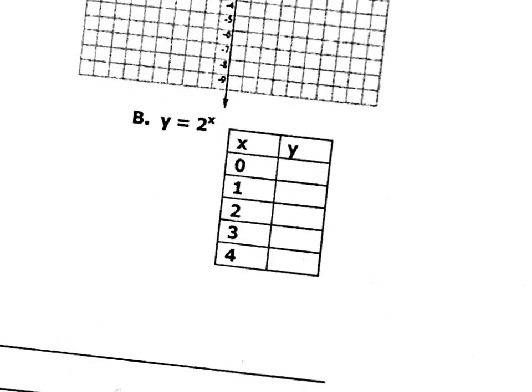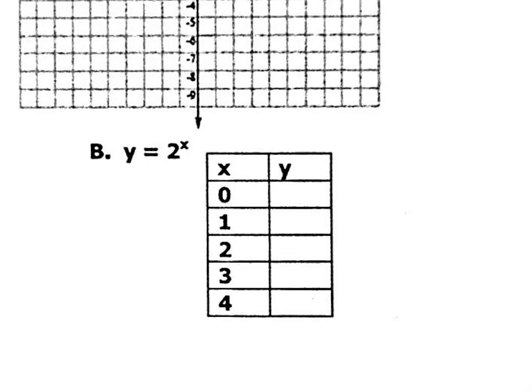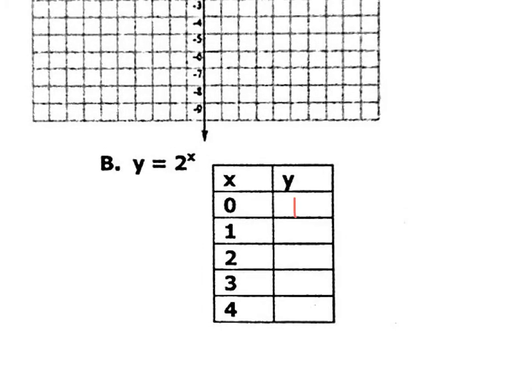Okay, let's look over here at B. First let's fill in our table. This one's a little different. Notice that it's not just 2x, where it's 2 times x, but it's 2 to the x power. So now I'm putting an exponent in here. If I take 2 to the 0 power, remember from your exponent rules, anything to the 0 power is just 1. 2 to the first power is just 2. 2 to the second power, that's 2 squared, so that's 4. 2 to the third power, that's 2 times 2 times 2, that's 8. And 2 to the fourth power, that's 2 times 2 times 2 times 2, that's 16.